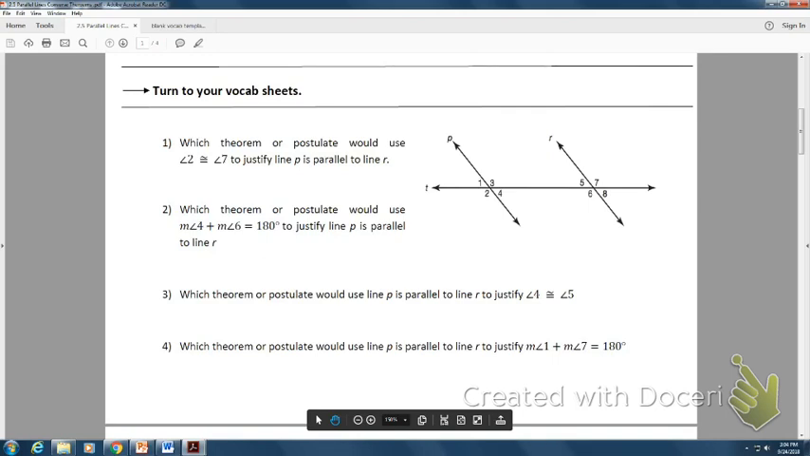Okay, number 1. Which theorem or postulate would you use? Angle 2 is congruent to angle 7, just to justify line P is parallel to line R. Very good. Alternate exterior converse theorem.